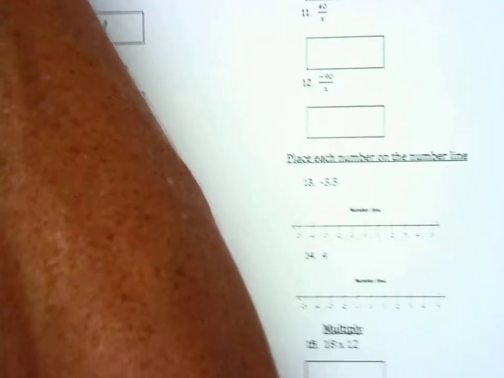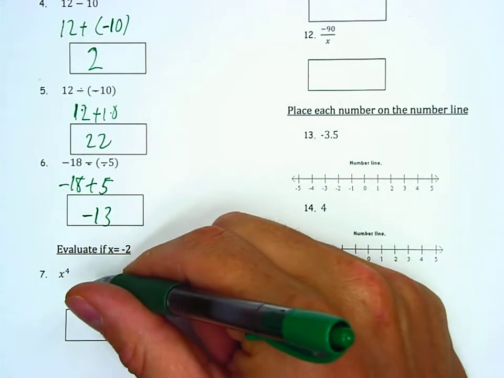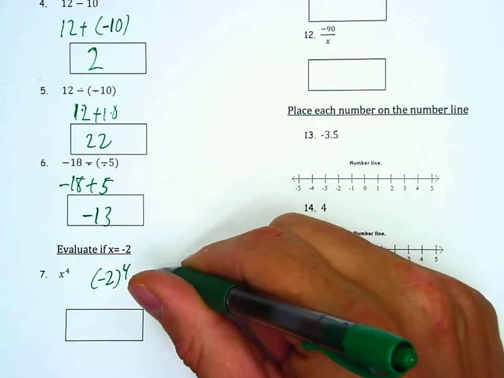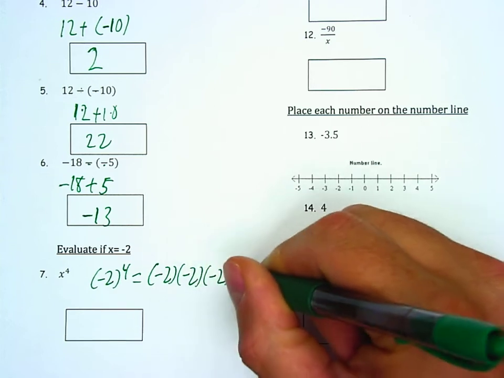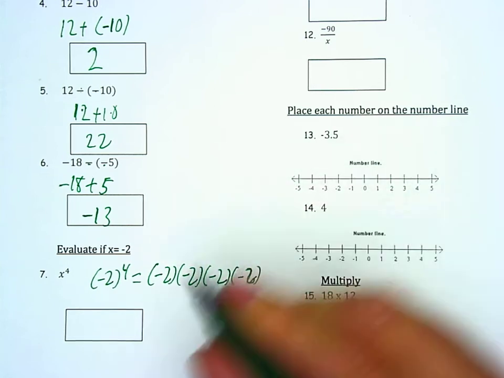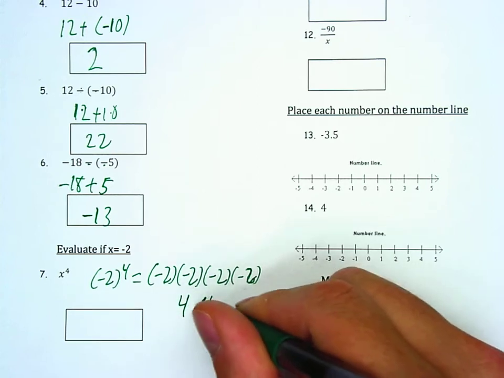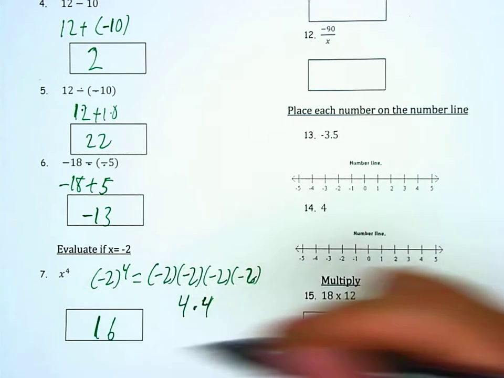All right, next item, evaluate if x is -2. So I will have here on this particular question, -2 to the 4th, which is the same as 4 -2's multiplied together. So 2 2's make a 4, and a negative times a negative becomes a positive. So these are both positive 4's. My answer is 16.